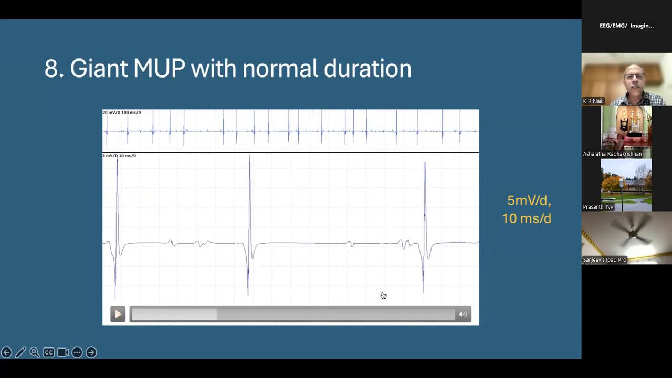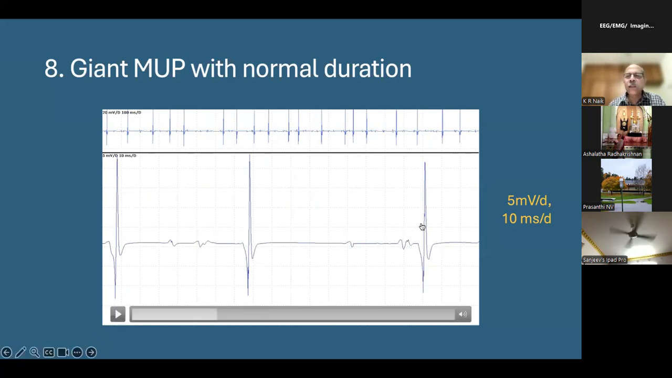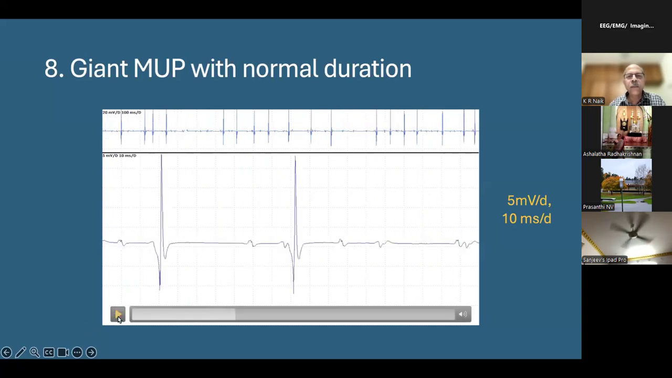What is heard is irregular, not very regular, but not as irregular as the end plate spike. We are seeing three waves here in 200 milliseconds, but sometimes two. So 2.5, the firing rate is going to be around 10 per second.